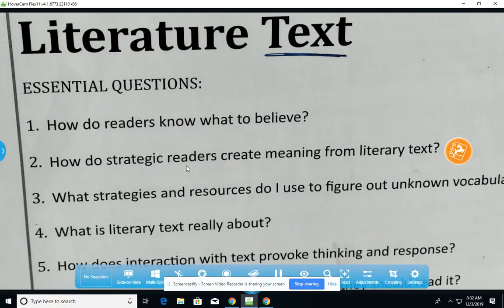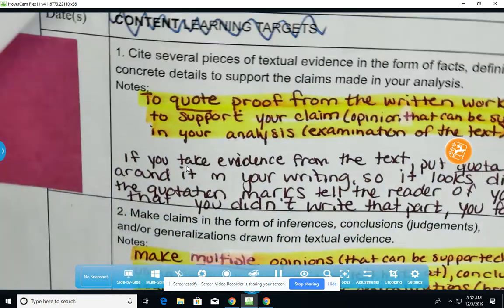Last week we finished reading Sorry, Wrong Number, and today we're going to spend the next 3 days close reading it. Your open book quiz will be Friday. So we're looking at the essential questions of how do readers know what to believe, what strategies and resources can I use to figure out unknown vocabulary, and what is literary text really about. For this close reading, we're going to look at the following learning targets.